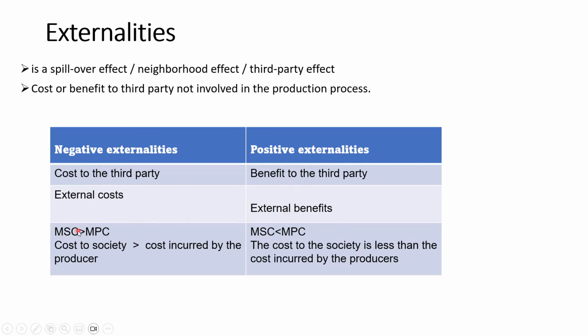The marginal social cost is greater than the marginal private cost for negative externalities. This means that the cost to the society is greater than the cost that is felt by a producer. For example, someone producing something that has chemicals. Those chemicals would have a larger impact on the society or the community where that firm is located than the effect it would have on that producer. So the marginal social cost is greater than the marginal private cost.